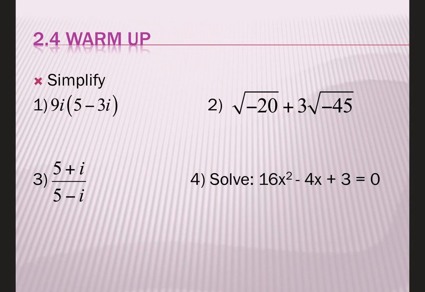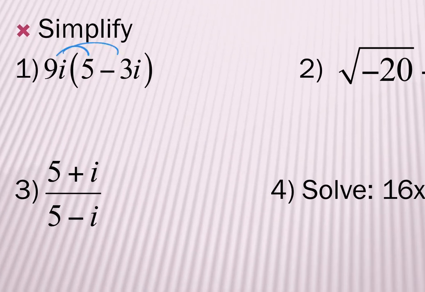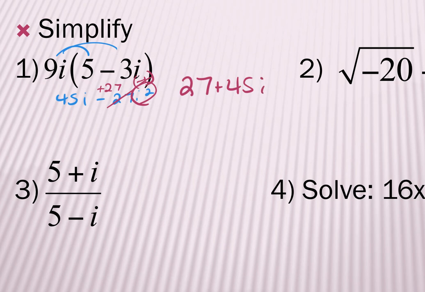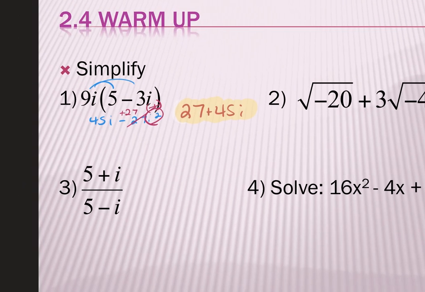For number 1, we're going to distribute, and when we distribute, we'd get 45i minus 27i squared. That i squared becomes a negative 1, making this plus 27. And then we're going to rewrite this in standard form, because if it says to write it in standard form, we don't want to lose silly points. I didn't put it on this review warm up, but I did put that instruction on your test: write in standard form.